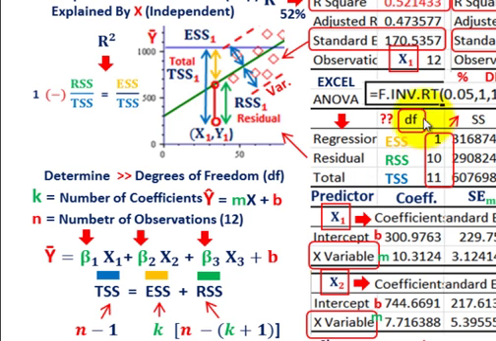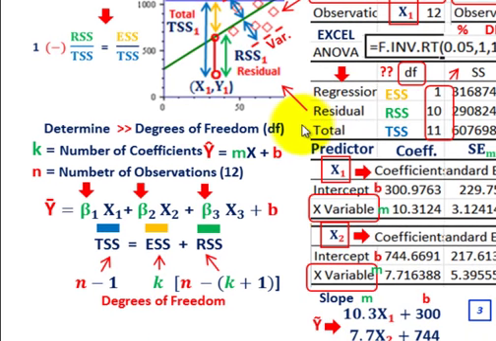Okay, and then the software, Excel, has calculated our degrees of freedom for our regressor, our residual, and our total. But let's understand what those are before we move on. You're going to have to know those degrees of freedom to calculate your F-test table. So let's look at what we're talking about.